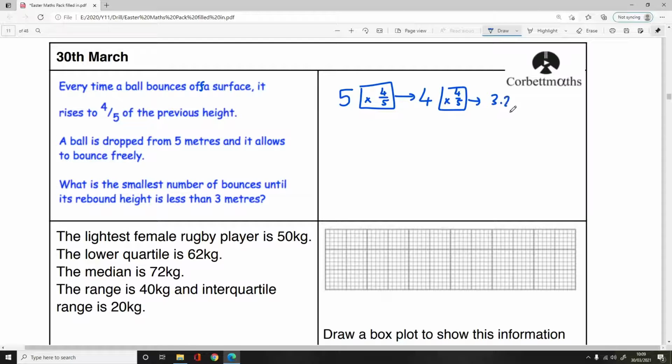That gives you 3.2. Okay, still not less than 3. Times by 4/5 again. And that's 2.56. And that's about as far as we need to go. So what is the smallest number of bounces until its rebound height is less than 3 meters? So it bounced once here and went back up to 4, then bounced again and went back up to 3.2, then bounced again and went back up to 2.56. So 3 bounces needed. Okay.